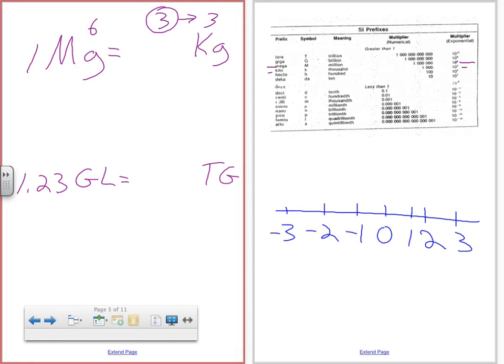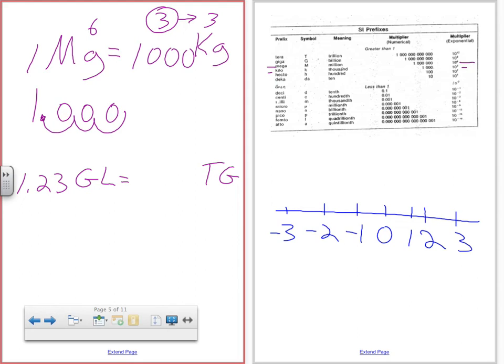So we're going to go to the right, because 3 is smaller than 6. Take a look here. We're going to move it 3 spots. So we put in the decimal point after the number: 1, 2, 3, fill in the zeros. So the answer is there are 1,000 kilograms in 1 megagram.